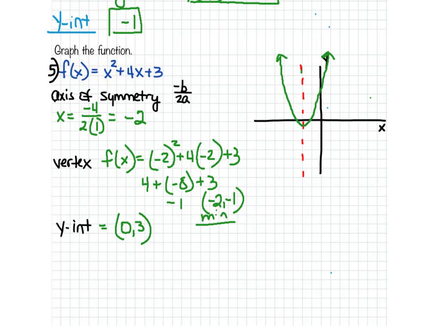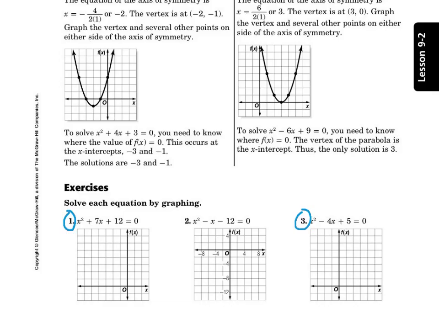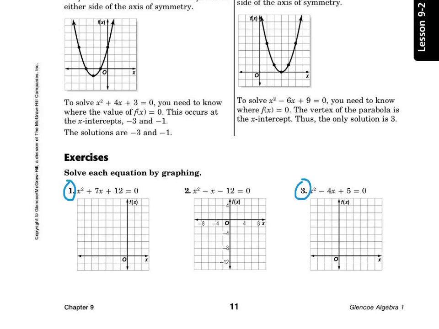All right, I have attached a few problems for you to do. I want you to do number 1 and number 3. I want you to do number 1, counting by 2's on the graph. And on this one, I want you to use a table of values. And then I want you to do number 3, counting by 1's on the graph. But for this one, I want you to use axis of symmetry, vertex, and y-intercept.